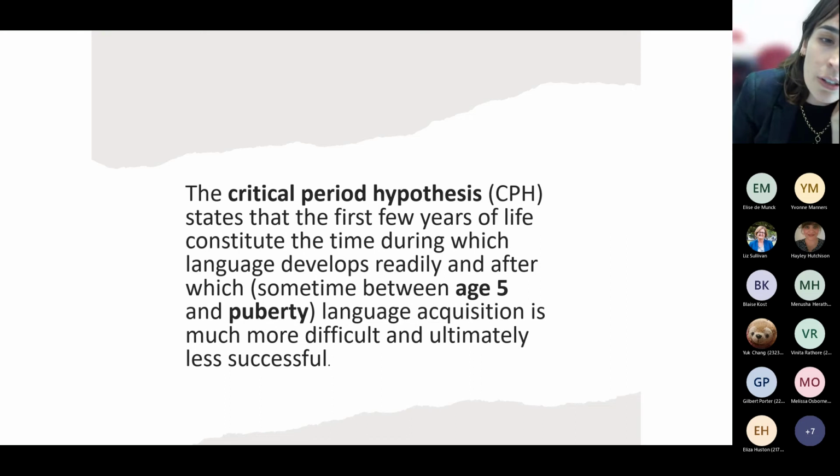So this theory goes, the critical period hypothesis states that the first few years of life constitute the time during which language develops readily, and after which, sometime between age 5 and puberty, language acquisition is much more difficult and ultimately less successful. Okay, this is actually quite a controversial theory. We tend to think of it more in sensitive periods, but it really only applies to language acquisition. But anyway, you could read through this loads of times until you kind of remember it, or you could apply it to something more concrete.